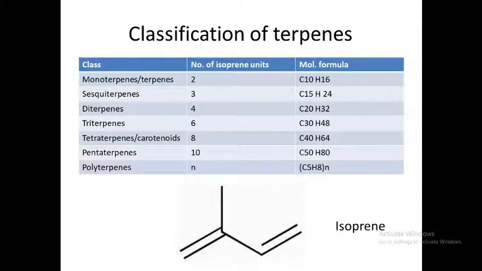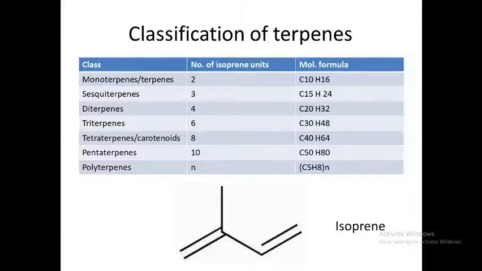Just see the classification of terpenes. So the terpenes are basically classified according to the number of isoprene units present in the structure of a terpene. So the isoprene unit is the diagram I have mentioned here, which has a molecular formula C5H8. So 5 carbons and 8 hydrogens are there in the isoprene unit, and according to the number of isoprene units, terpenes are classified into different types.